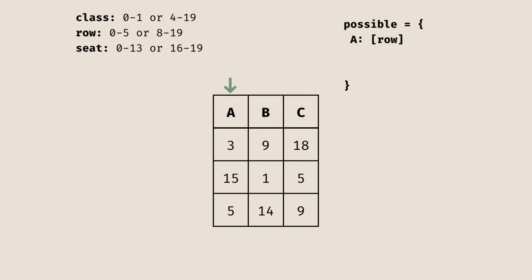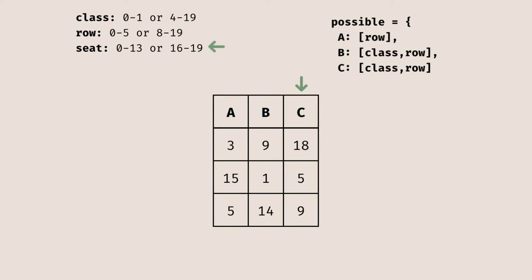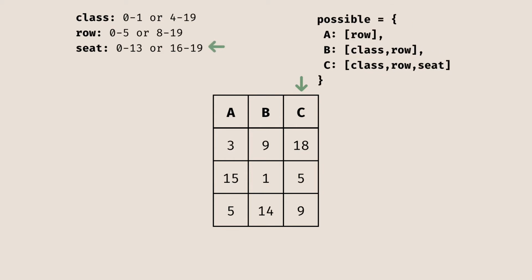And I just continue this process for my other columns, right? If I look at B, I'm going to figure out that B is compatible with the class, as well as that B is also compatible with the row. B happens to not be compatible with the seat though. Finally, if I move to my final column of C, it turns out that C is compatible with all of these different labels. At this point, I've defined all of the possible labels that could match with these columns.